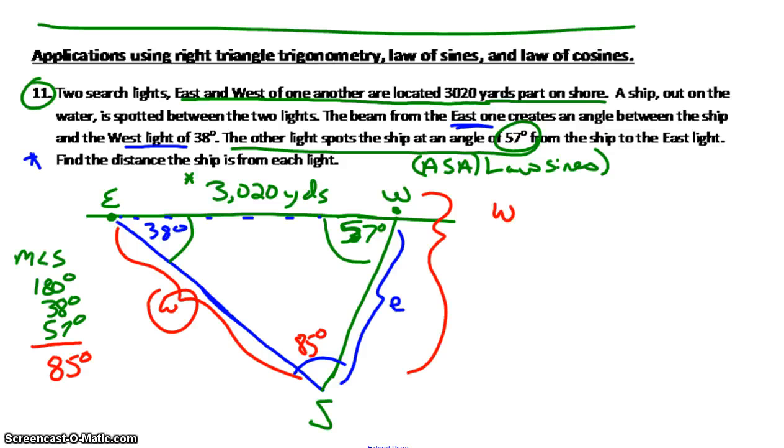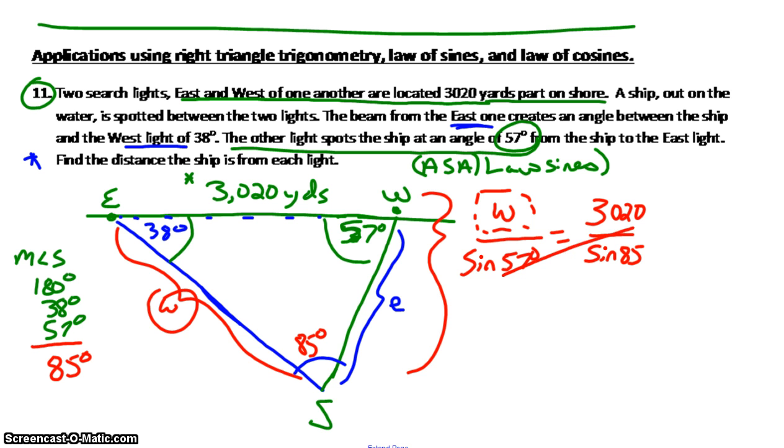So I'm going to put my unknown in my equation in the top left because it works best for solving. What I put that over is my sine of 57 degrees, and that is going to be equal to 3,020 yards over my sine of 85 degrees. Now all I need to do is cross multiply and come up with an answer, and that's why it's nice to have that W there.